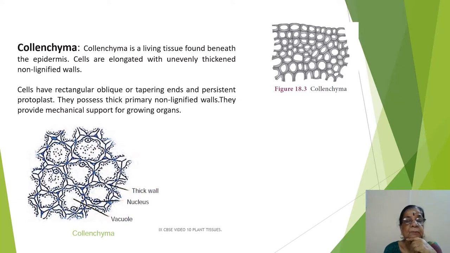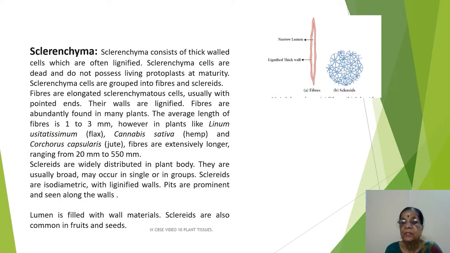So collenchyma is a living tissue found beneath the epidermis. Cells are elongated with unevenly thickened non-lignified cells, and cells have rectangular or oblique or tapering ends with persistent protoplast. And they have thick primary non-lignified walls, and they may provide mechanical support, and they are flexible in nature. I hope you follow. This is for collenchyma.